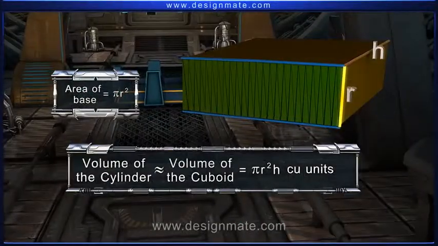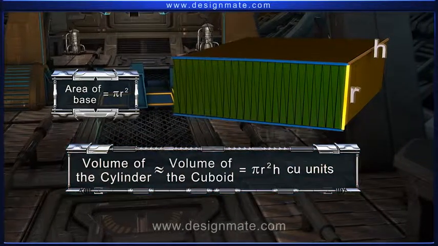Summary. In this session, we've learnt the formula to obtain the volume of a cylinder.